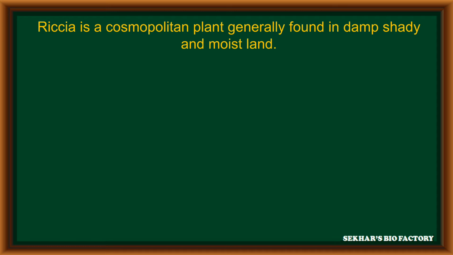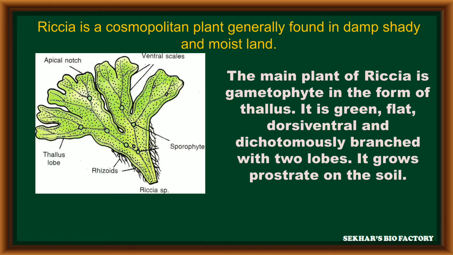Riccia is a cosmopolitan plant generally present in various environmental conditions like damp, shady, and moist land. The main plant body of Riccia is a gametophyte having haploid cells in the form of a thallus-like structure. It is flat, green and dorsiventrally differentiated, along with dichotomous branching with two lobes every time. When it produces branches, every time two branches are developed; this nature is called dichotomous branching. This plant body grows prostrate on the soil.